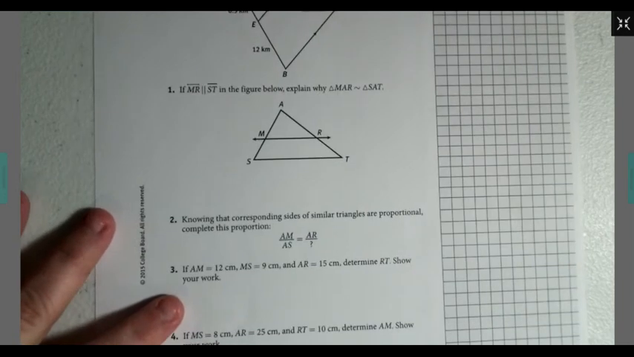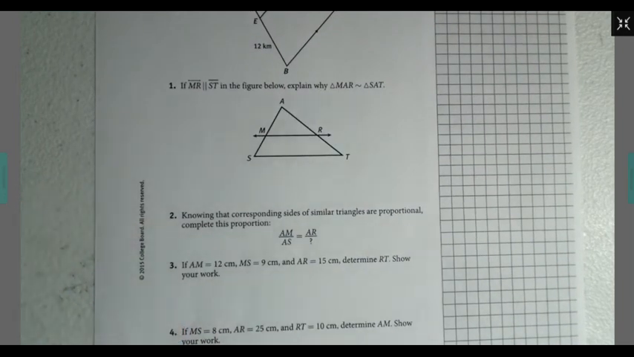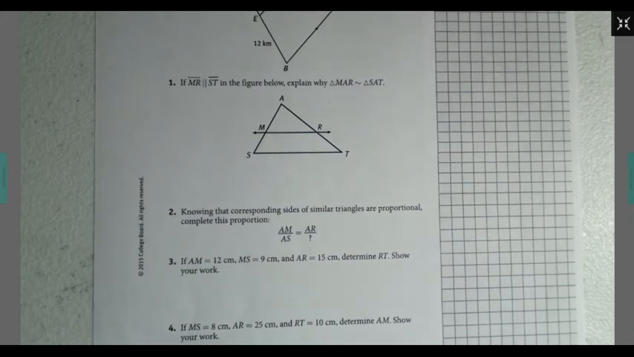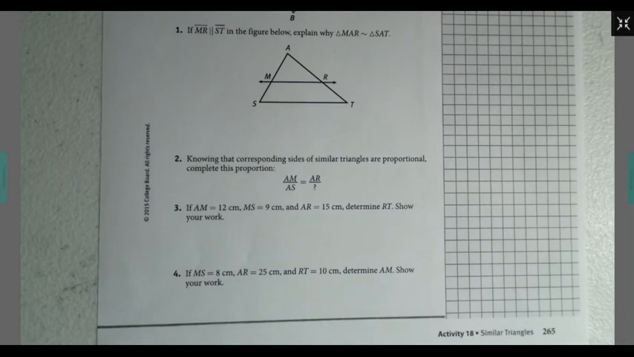2 states, knowing that corresponding sides of similar triangles are proportional, complete this proportion. AM over AS equals AR over blank. 3. If AM is 12 centimeters, MS is 9 centimeters, and AR is 15 centimeters, determine RT and show your work. 4. If MS is 8 centimeters, AR is 25 centimeters, RT is 10 centimeters, determine AM and show your work.